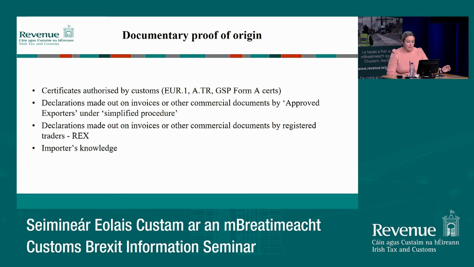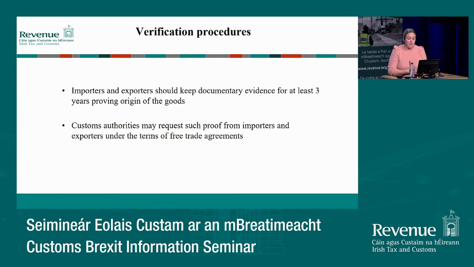So remembering that if you're importing the products and you want to claim your preferential rate, then your supplier in the partner country will need to provide the necessary proofs. Whereas if you're exporting or selling to a person in a partner country and they want to claim the preferential rate, you need to provide the proof for them. In addition, you need to keep documentary evidence for at least 3 years to prove the origin, and the customs authorities may request such proofs at any time under the terms of that free trade agreement.